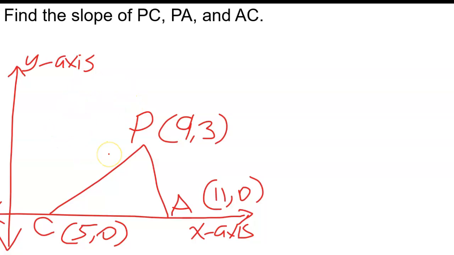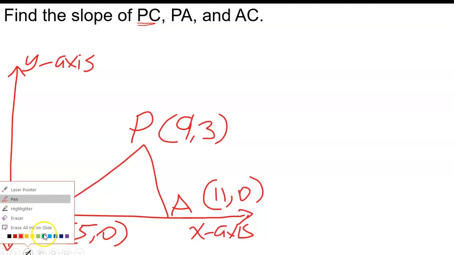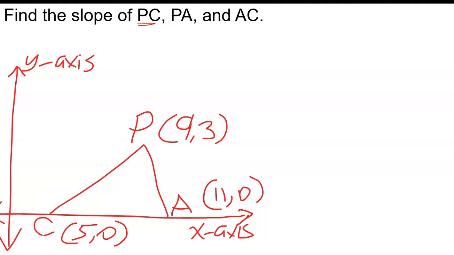We can calculate the slope of any segment, ray or line, how steep it is, as long as we can identify 2 points on it. Here we're going to find the slope of PC. So PC is this line here. Let's label the coordinates to make it easier: X1, Y1, then X2, Y2, and X3, Y3.